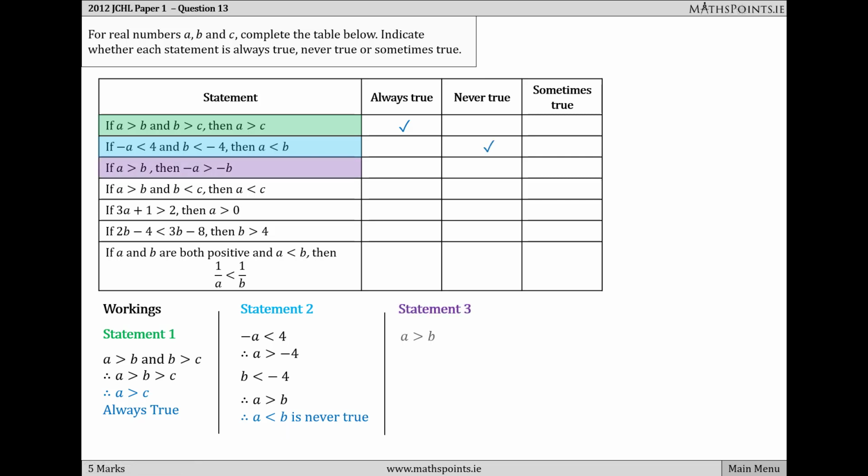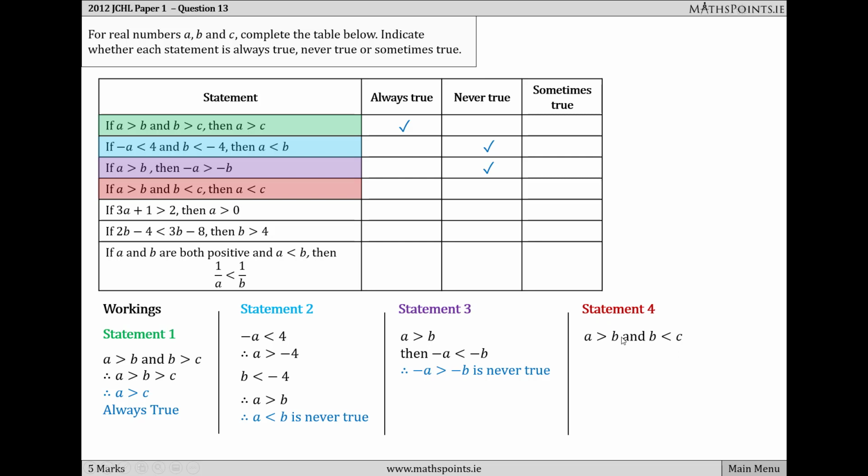Statement 3 tells us that A is bigger than B. If we multiply both sides by minus 1, we get minus A is less than minus B. Again, when we're multiplying both sides by a negative number, we change the direction of the inequality. Well, if we've shown that minus A is less than minus B, then minus A greater than minus B is never true.